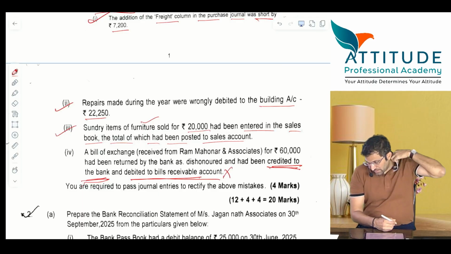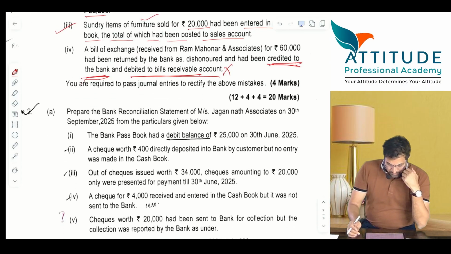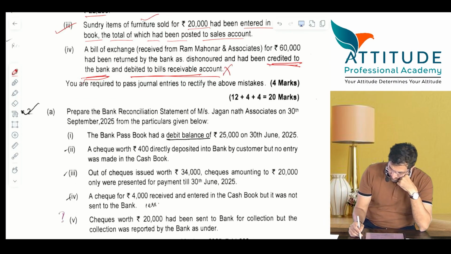Being bills receivable dishonored debited to bills receivable account instead of customer account. Now rectified. Now rectified. Is that clear?